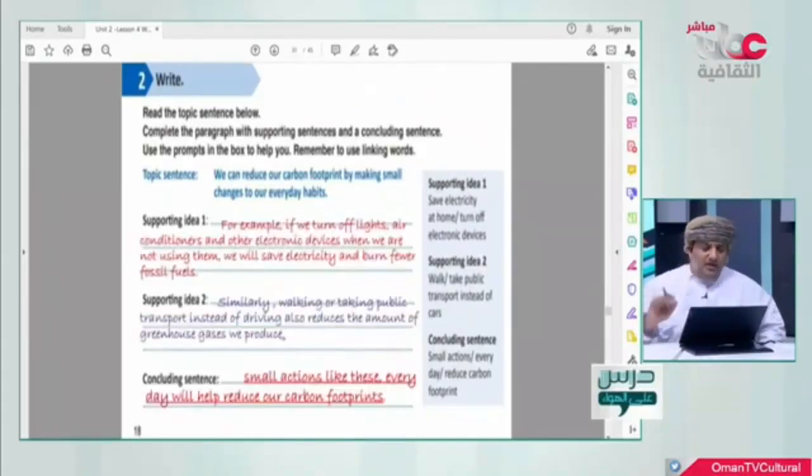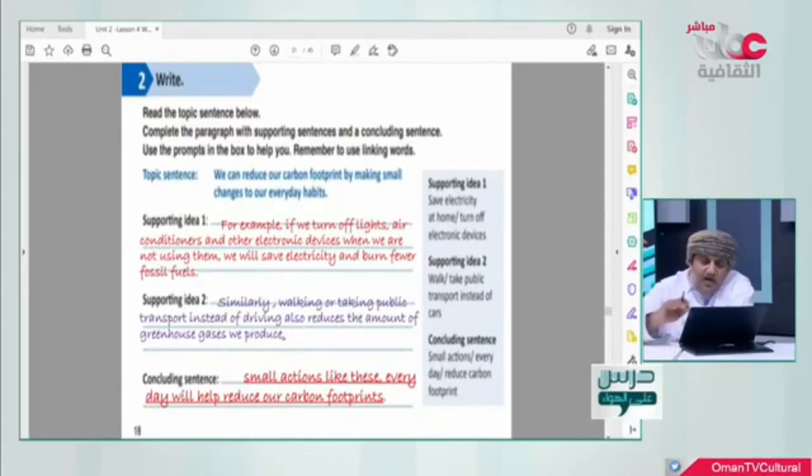Now, let's have the answers here. I want you to write the answers here. For example, if we turn off lights, air conditioners, and other electronic devices when we are not using them, we will save electricity and burn fewer fossil fuels. So this is for the first supporting idea. And also we have here another sentence for supporting idea 2. And also we have a concluding sentence.